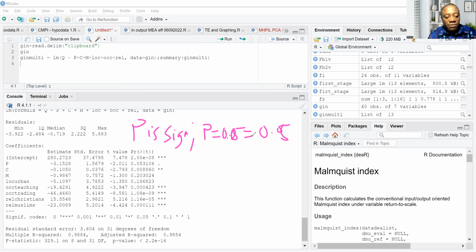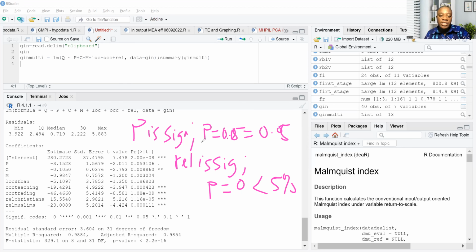Let's go to the last one, religion Muslim. So you say that religion Muslim is significant. Why? Okay, they write p-value is equal to 0, which is less than 5%. That's it. So these are the ways you got to write it if you want to know exactly how you write it.